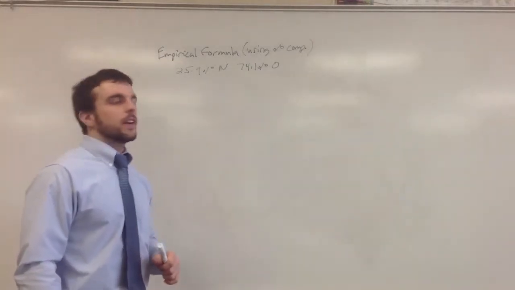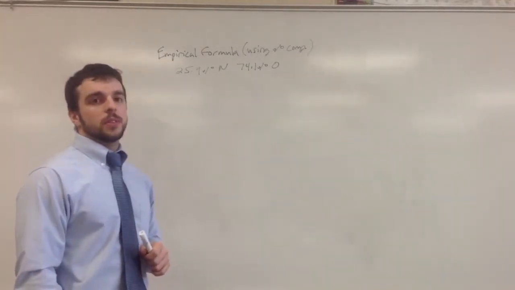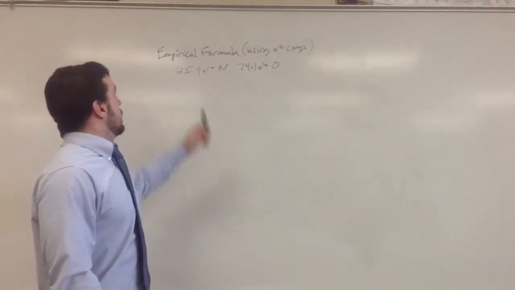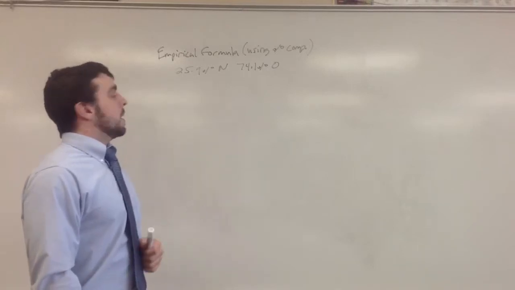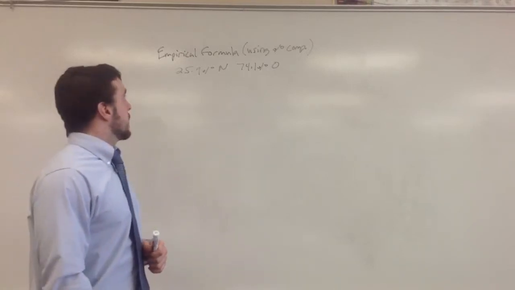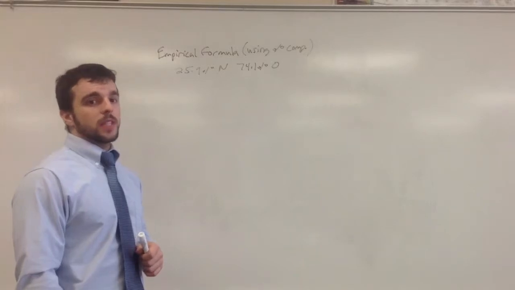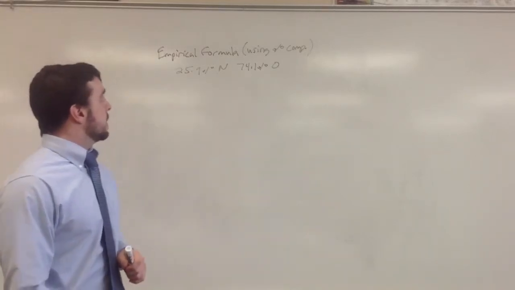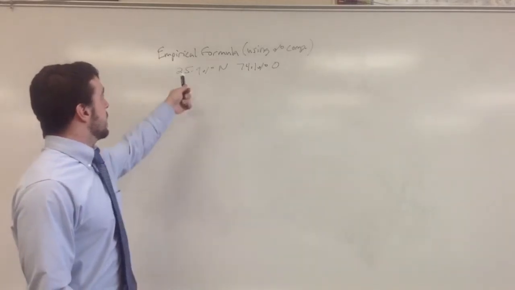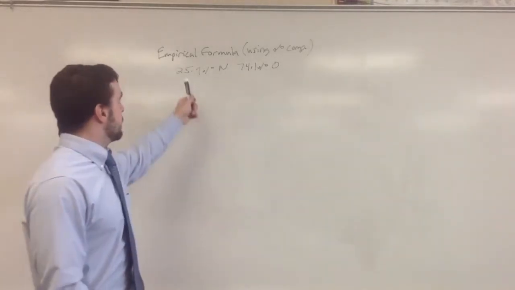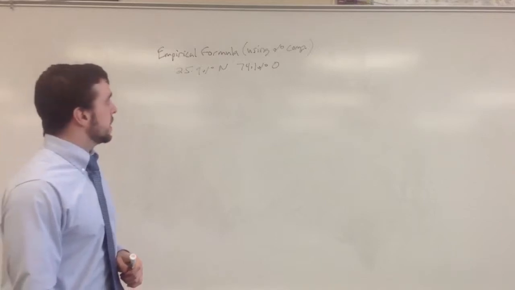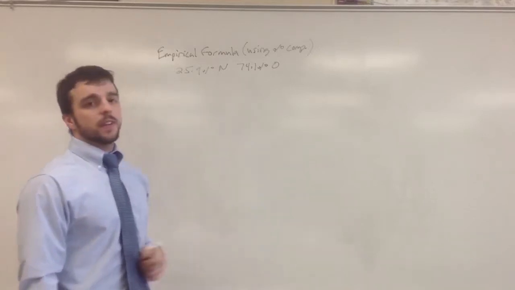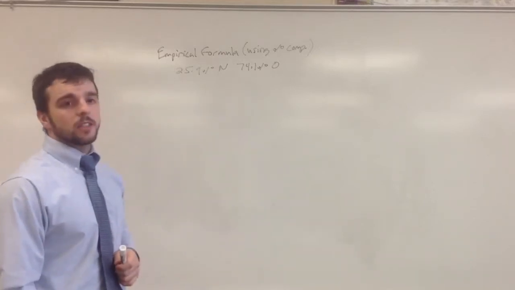Alright, today we're going to figure out empirical formula using percent composition. So we have a molecule or compound with 25.9% nitrogen and 74.1% oxygen. The first thing you have to realize is that this is a ratio. This is saying that for every, let's say what percentage are out of 100, for every 25.9 grams of nitrogen in the molecule, there's 74.1 grams of oxygen in the molecule.